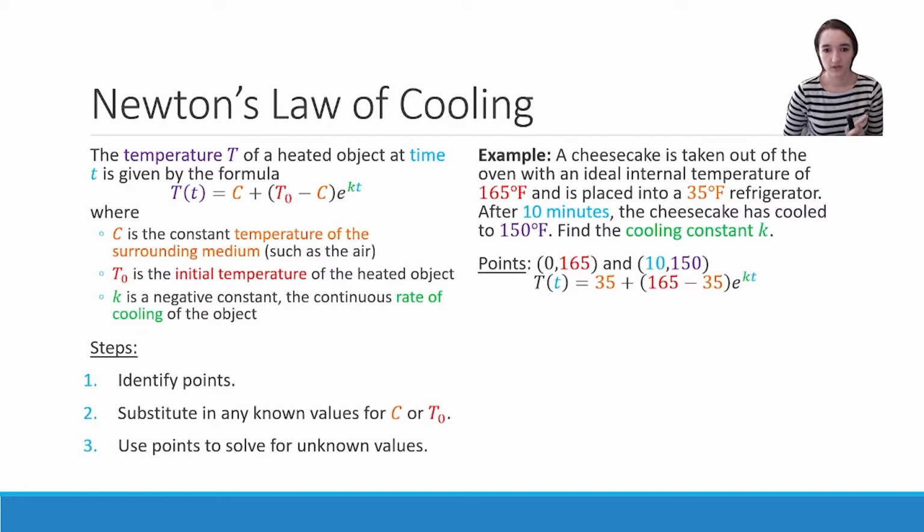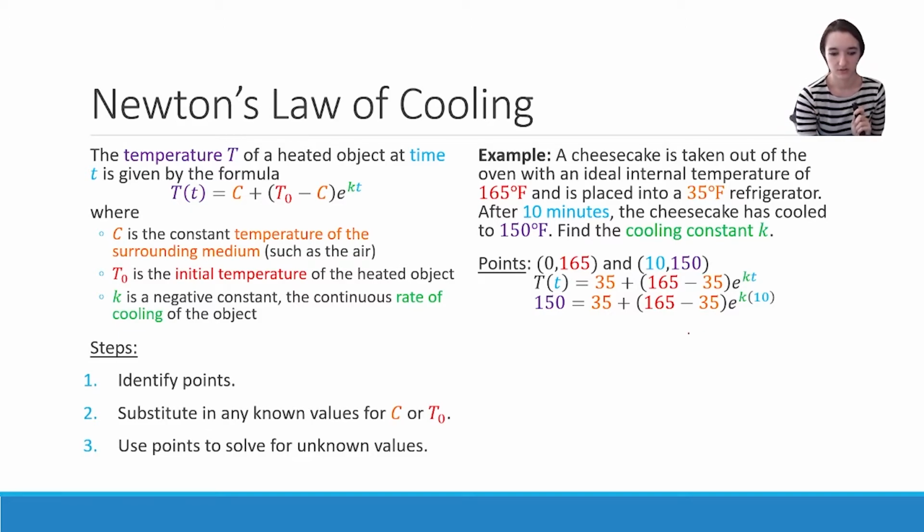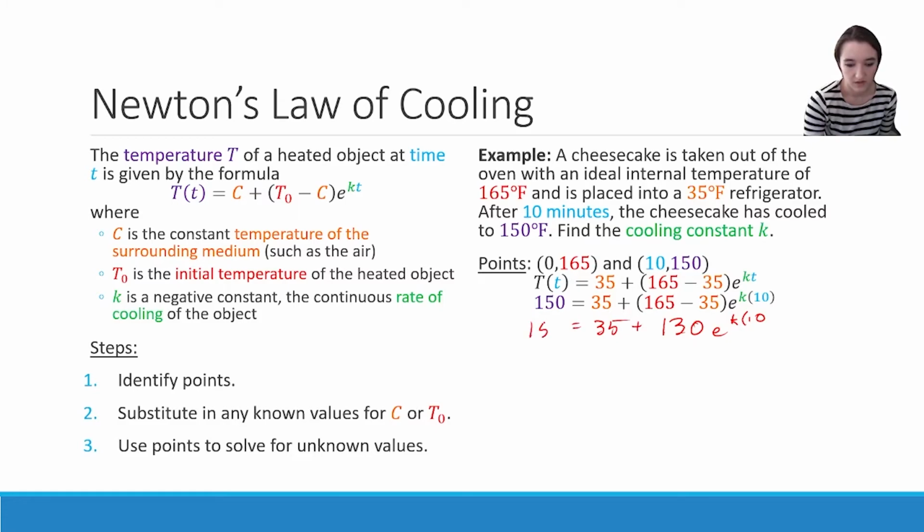We will use points to solve for the unknown values, just once again like we did with the deer population. So I'm going to plug in those points. I've already dealt with the 0, 165, that's how I got this, but I haven't done anything with the 10, 150. So I plug in 10 for T, I set it equal to 150, and now I can solve. So I do some simplification. 165 minus 35 is going to be 130 e to the k times 10. So that 35 is still there, equals 150.